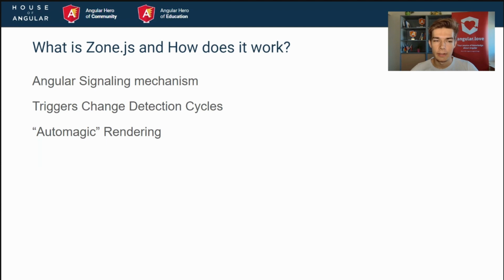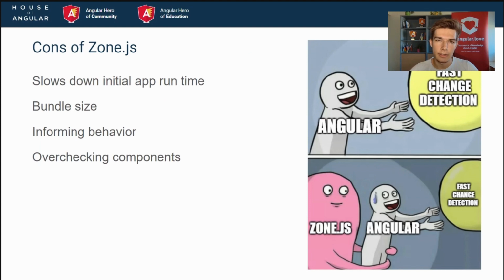That whole thing gives us that automatic rendering feeling that allows us to forget about the process of rendering at all. Unfortunately, all of this comes at a pretty big price. This price is distributed between different sectors. The first one is that ZoneJS slows down the initial runtime of our applications. Before any Angular code can be run in the browser, we must first load and run ZoneJS properly.